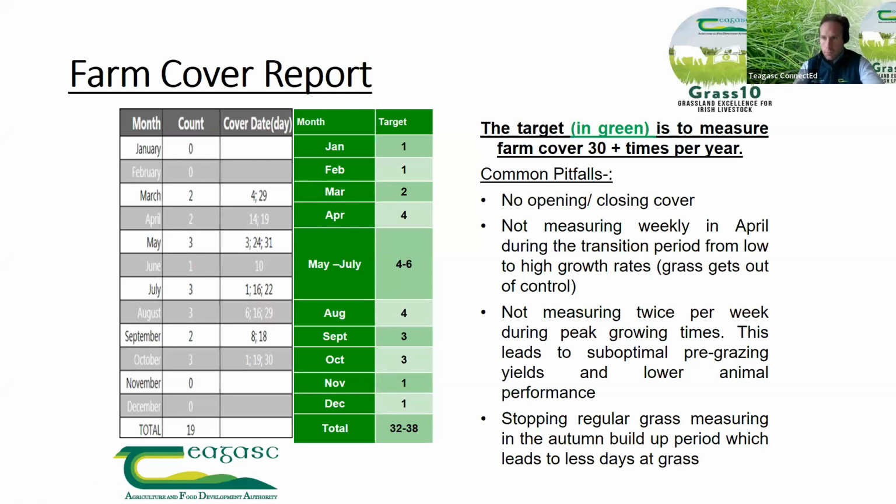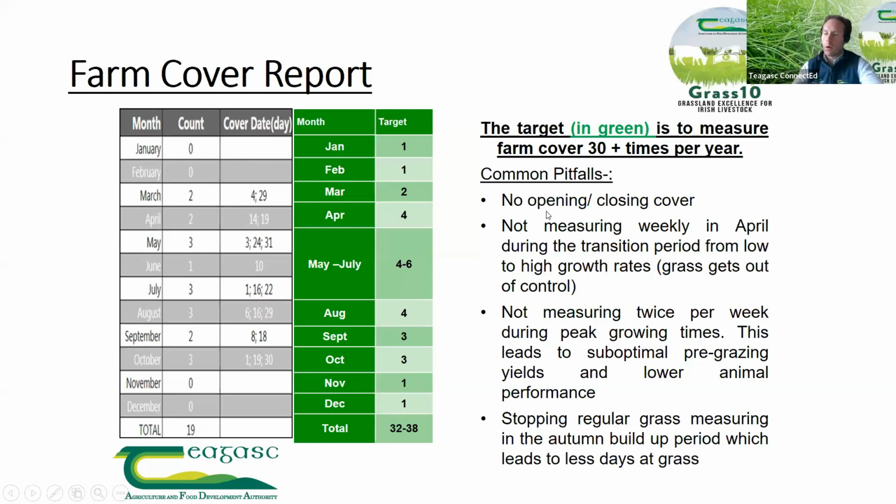Okay, so if we go down through it, there's no opening cover, so there's nothing in January and February, 2 in March, 2 in April, three grass measurements in May, 1 in June, another couple throughout July, August and September, a couple in October, and then nothing for the rest of the year. Okay, so in general, like 19.